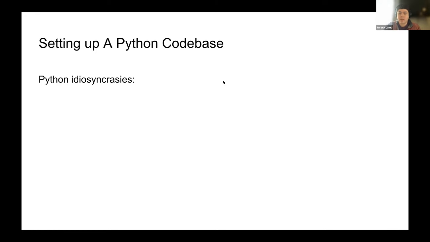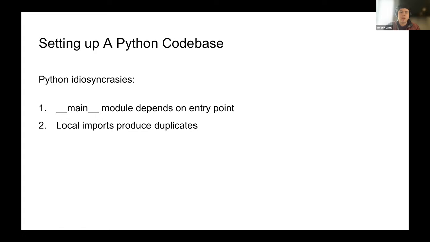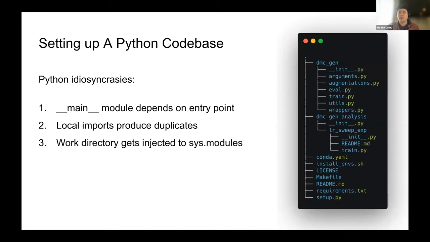First I'm going to talk about how to organize your Python code. Python's a little weird in that your main module depends on your entry point. Python has a lot of other weird things about it because it's usually designed as a scripting language. Another thing is local imports sometimes produce duplicates, depending on how you're importing modules, whether you're using global, relative, or local importing. And your current working directory also gets injected into your system path, so that can also produce complexities in how you choose where to import stuff from.